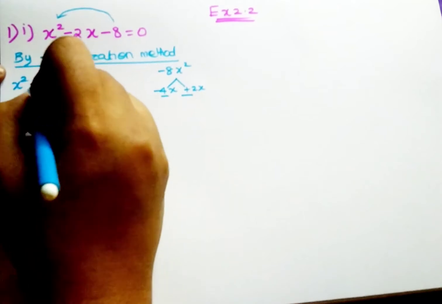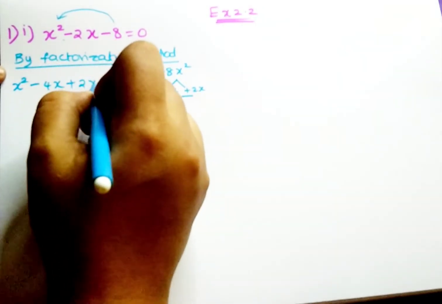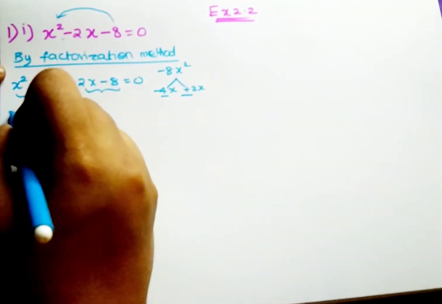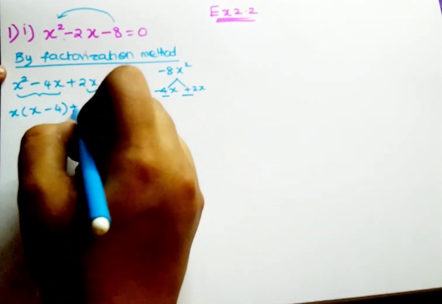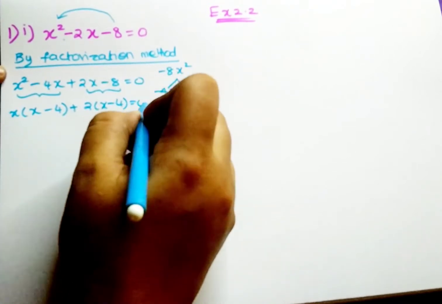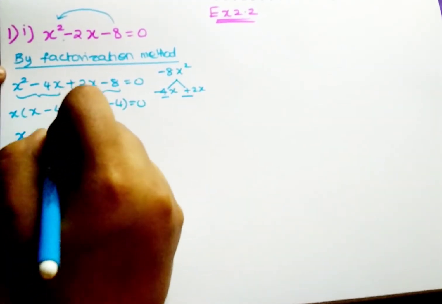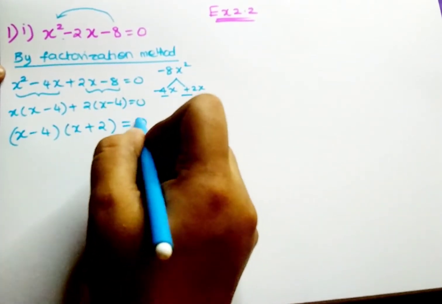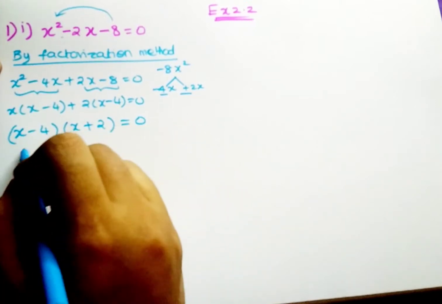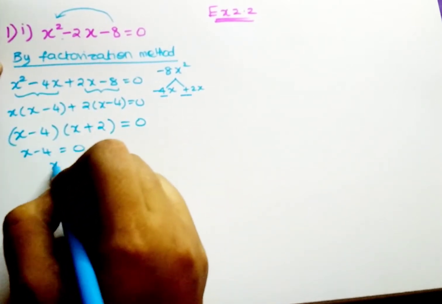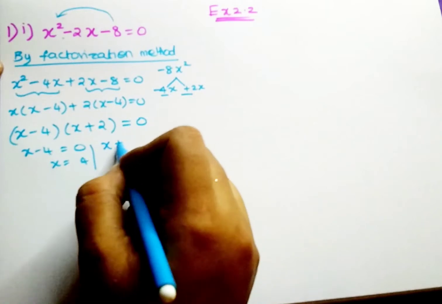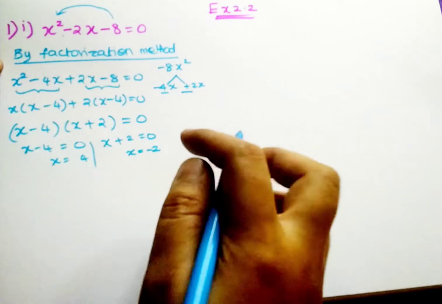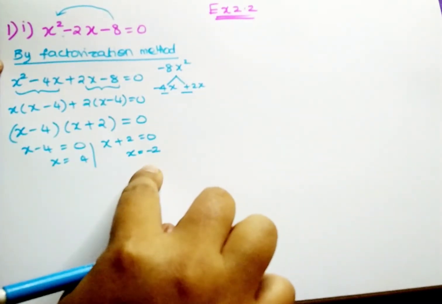So x square minus 4x plus 2x minus 8 equal to 0. Then we combine these two terms and the next two terms. So x into x minus 4 plus 2 into x minus 4 equal to 0. So x minus 4 into x plus 2 equal to 0. When we equate the factors separately to 0, we get x is equal to 4, and x plus 2 equal to 0, x is equal to minus 2. So this is by the factorization method.